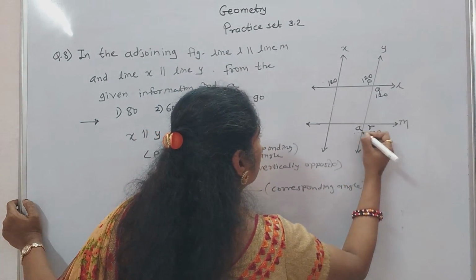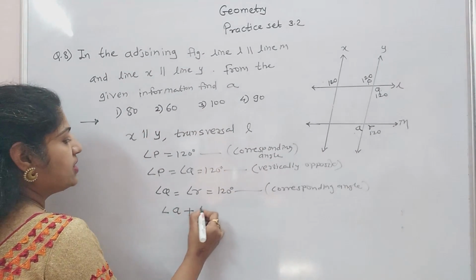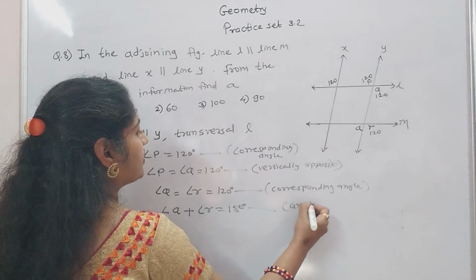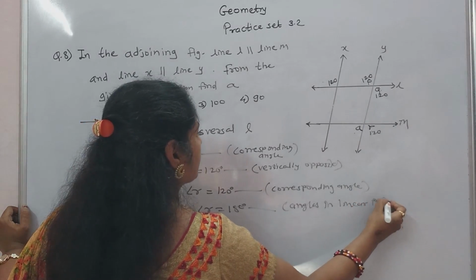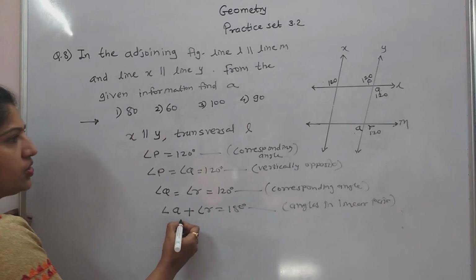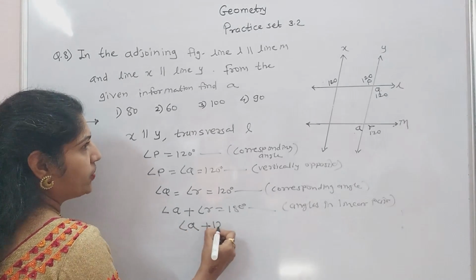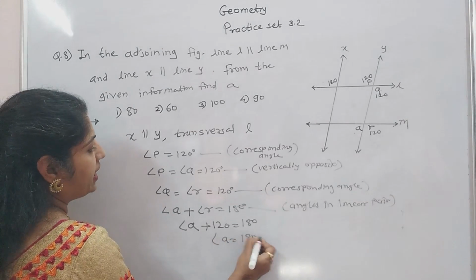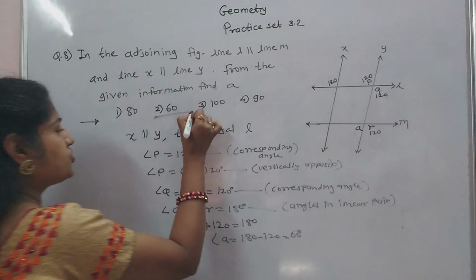Now we can find out the A. Angle A plus angle R equals 180, angles in a linear pair. So find the value of A, put the value of R, 120, equals 180. So angle A equals 180 minus 120, that is 60. So our answer is option number 2.